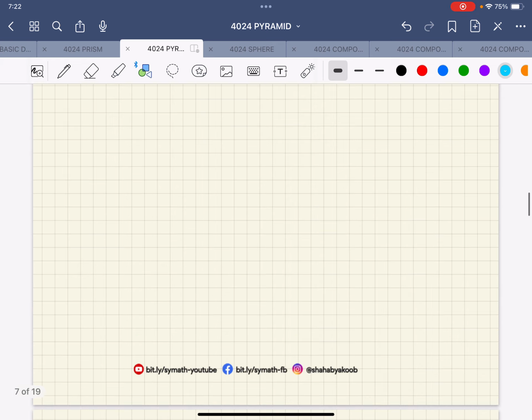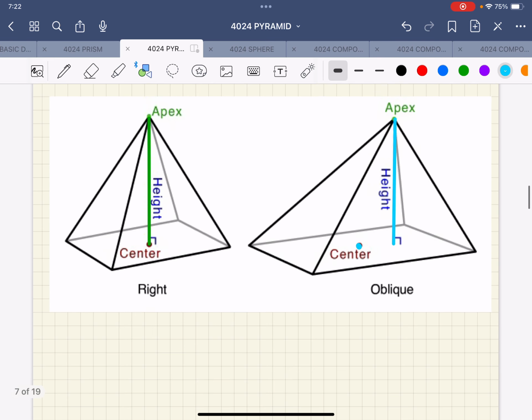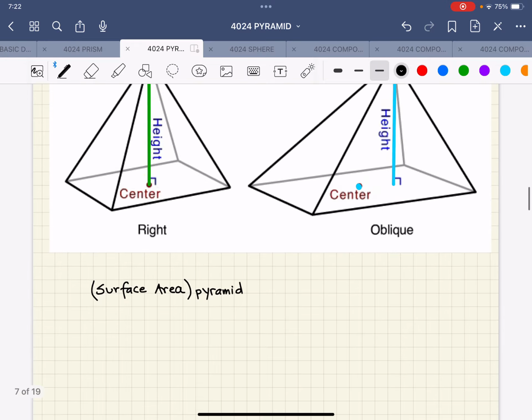Now, if I talk about the formulas, they are very simple. First of all, let me talk about the surface area of a prism. Actually, this is a pyramid. If I talk about the surface area of a pyramid, that is the base area plus sum of areas of all the faces.